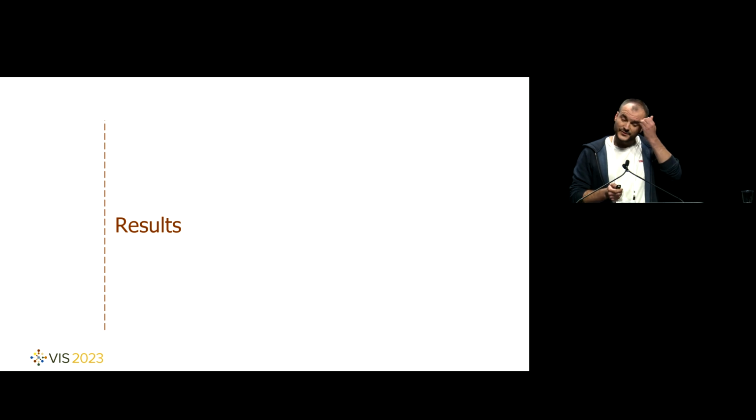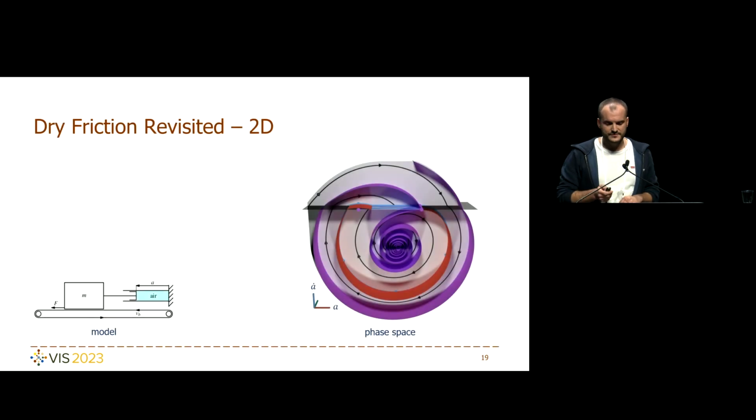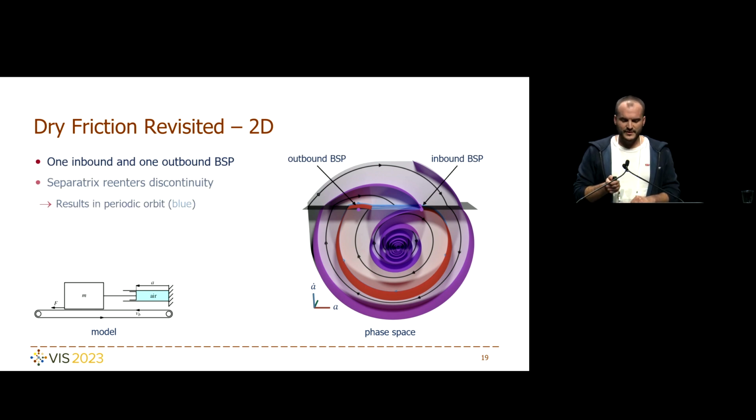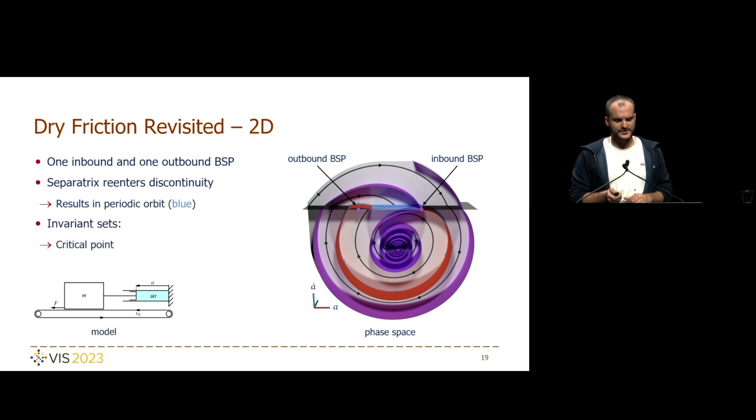Let us revisit the dry friction case from the introduction. The attracting sliding flow is bounded by an inbound and an outbound boundary switch point. The separatrix coming from the inbound boundary point re-enters the discontinuity and again flows out through the inbound boundary switch point, which explains the resulting periodic orbit. The invariant set consists of the source point and one large stream set.